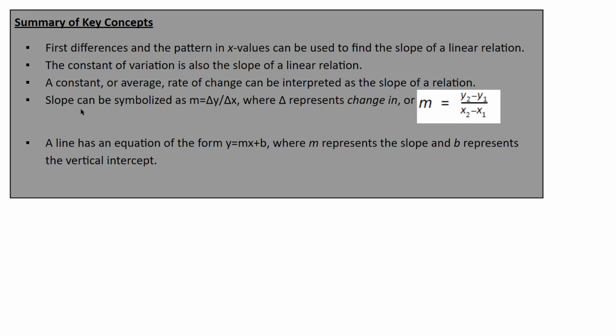Now slope can be symbolized as m equals delta y over delta x, where we remember that delta represents the change in. Delta is a Greek letter. In this case, that means the change in y is the second y value minus the first y value, divided by the second x value minus the first x value. This is the same thing as saying the rise over the run. And now a line has an equation of the form y equals mx plus b, where m represents the slope and b represents the vertical intercept.